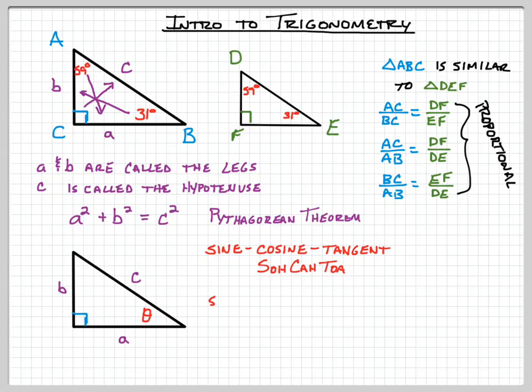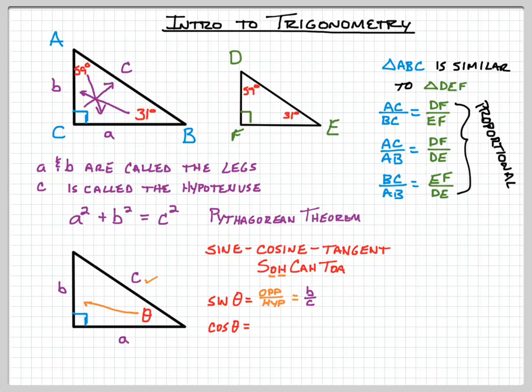So we're going to look at sine of theta. We start with this O and this H, and that means we're talking about the opposite side and the hypotenuse. So sine of theta is opposite over hypotenuse. If we look at where theta is, the opposite is going to be B, and C is the hypotenuse. So sine theta is equal to b over c. If we take the sine of that angle, we get the same value that we would get if we divided b by c.